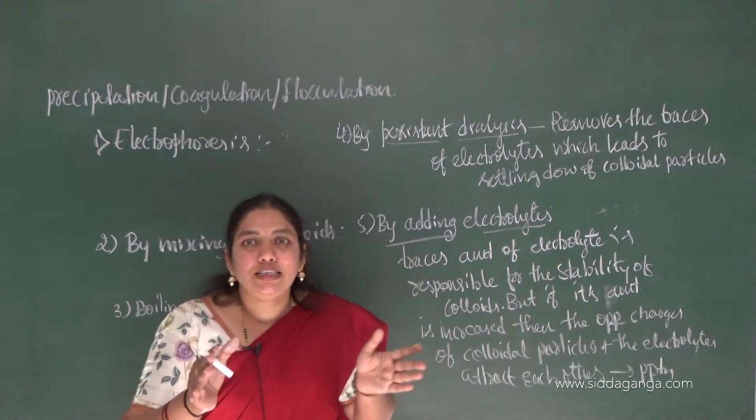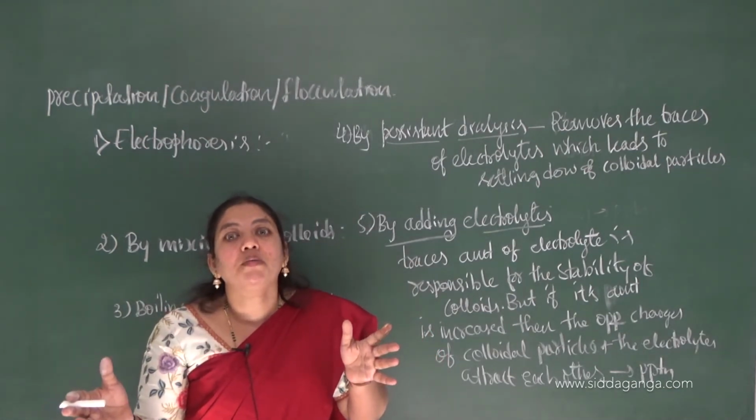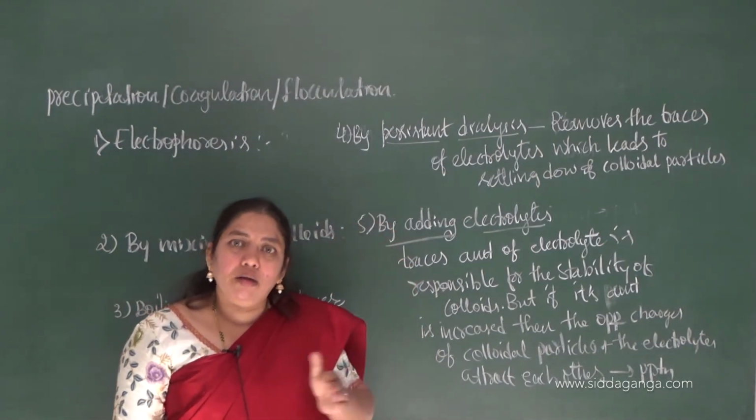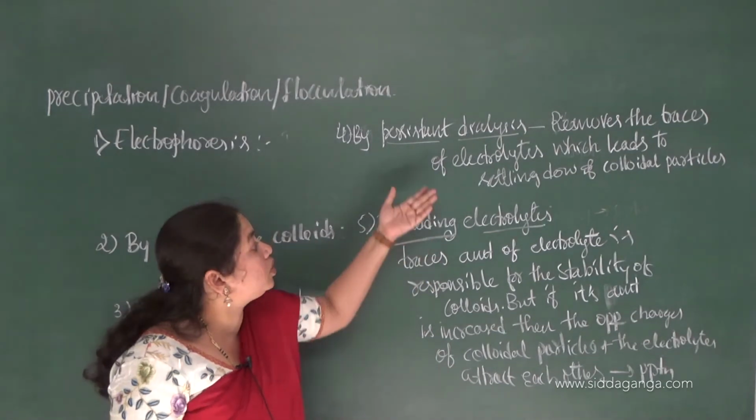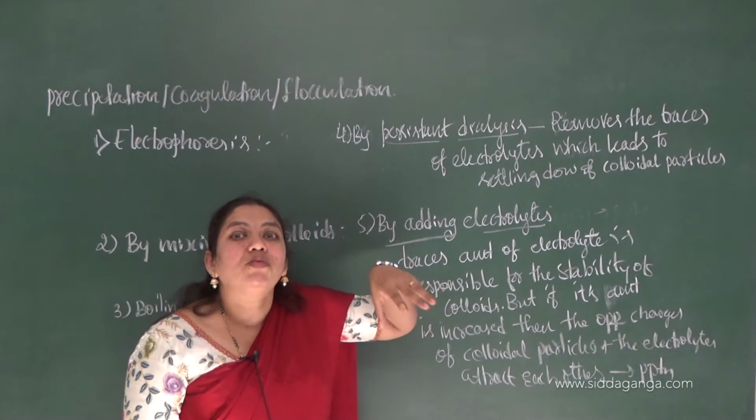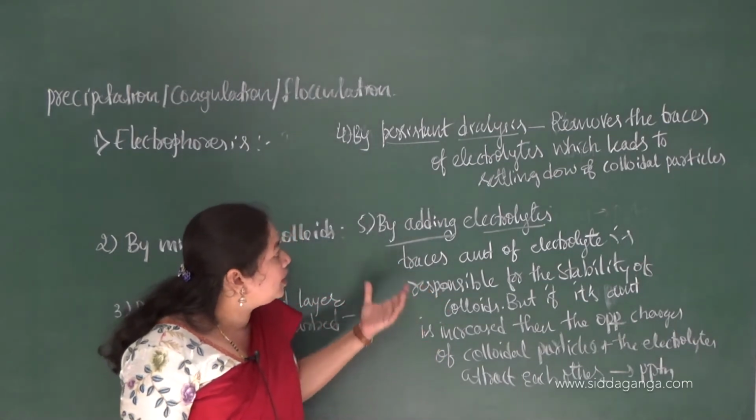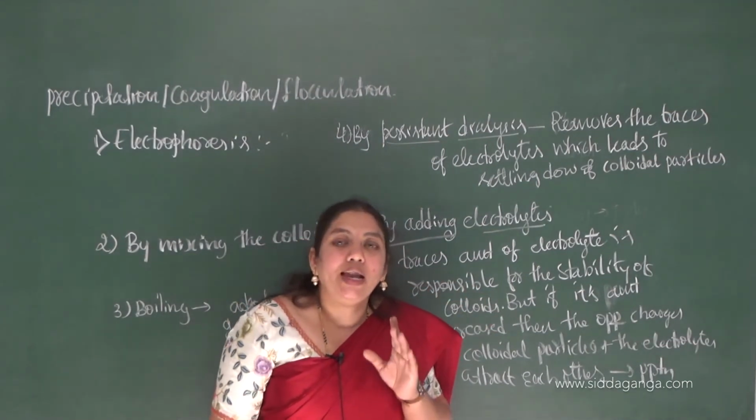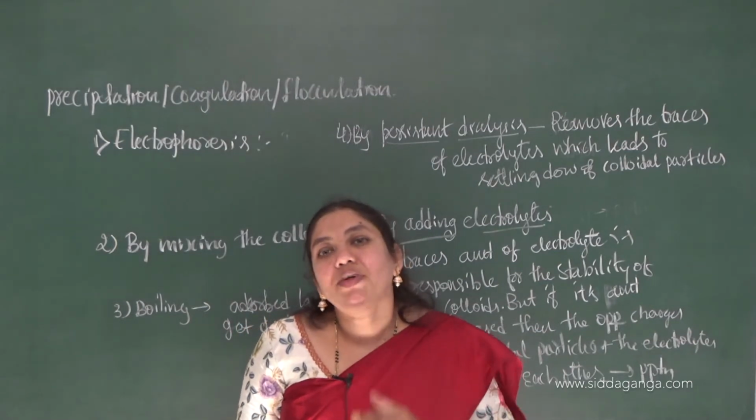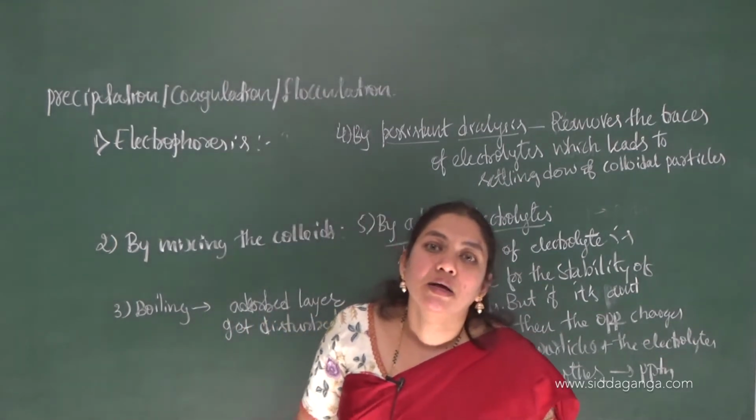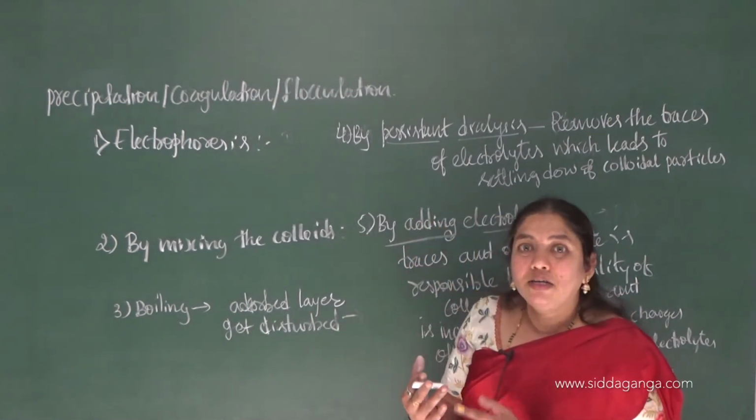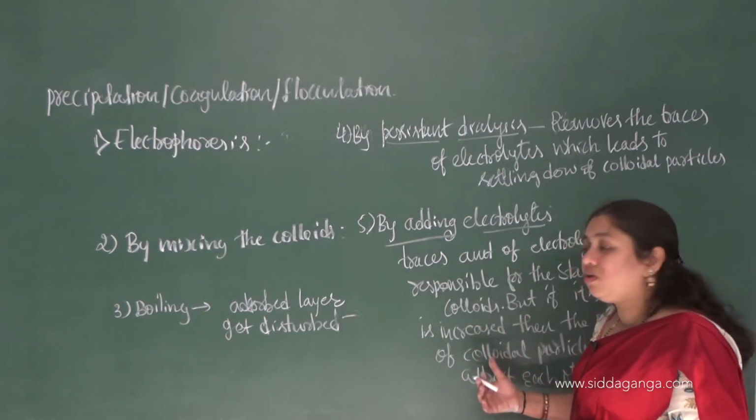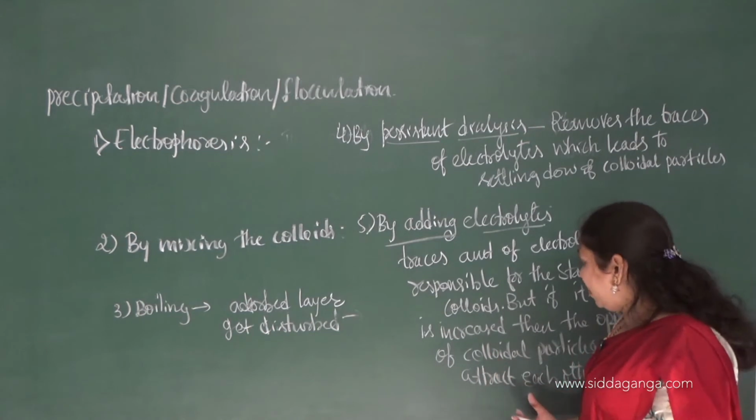Okay, so there will be a dialysis bag through which the colloidal particles will not come out, but the electrolytes, because of their small size, will come out. So if you remove almost all the electrolytes from that one, that will cause the settling down of the colloidal particles. Likewise, in the case of addition of electrolytes, in one place we are telling that electrolytes are responsible for the charge of the colloids, for the stability of the colloids. But if they are present in excess, opposite charged electrolytes will attract each other with the colloidal particles, so that leads to the precipitation.